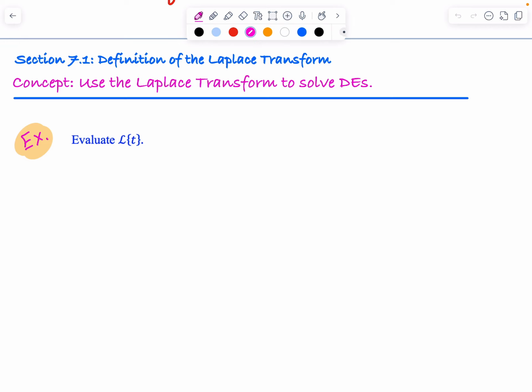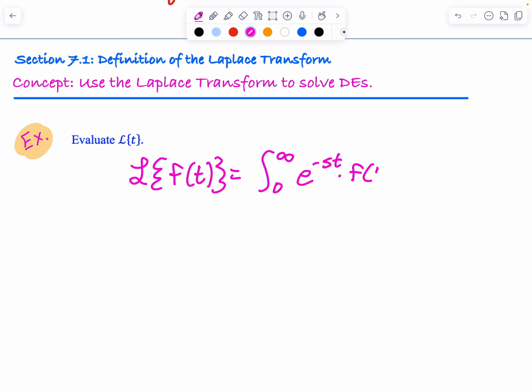In this video, we'll continue our discussion of section 7.1. This is just the definition of our Laplace. We're going to do a few more examples here. So again, I'm going to write down the definition. I usually do this when I'm learning things. Like through homework, I would write this down every time. All right, that's the integral from 0 to infinity of e to the negative st times f of t dt.